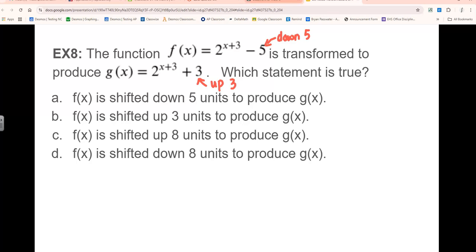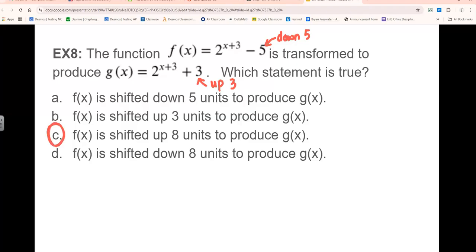So first of all, if we start at F and go to G, are we moving up or down? Up, because this one was 5 below, right? And then we're going up 3. And how far is it from one to the other? It's going to be 8, because it's like going from a -5 up to a +3. And your difference there is 8. So C is the correct answer there.